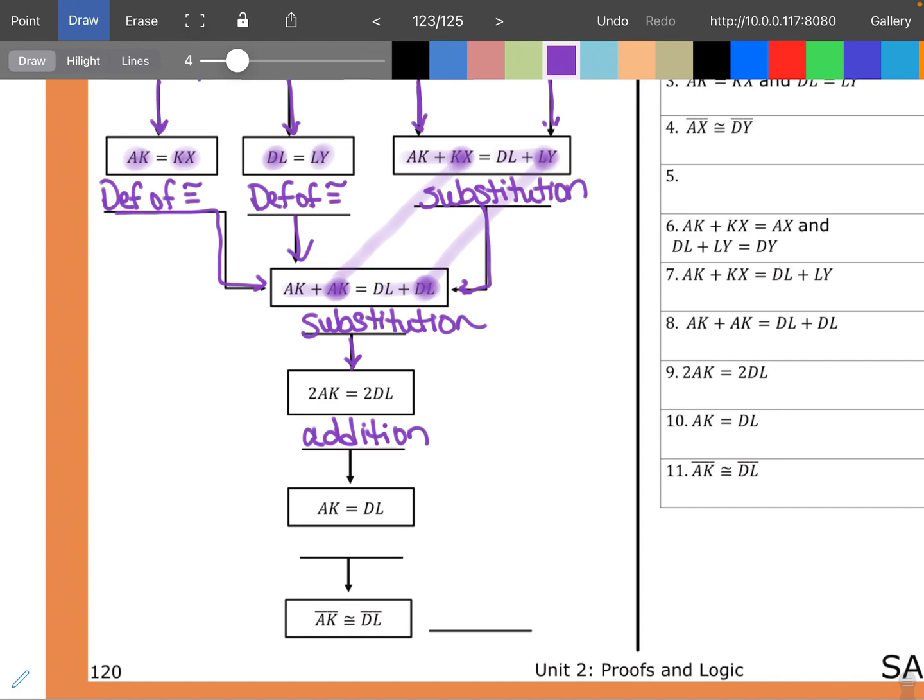Okay, now how do you go from 2AK equals 2DL to just AK equals DL? Well, you divided each side by 2. So we would just say division. That's what we did there. And then how do you go from AK equals DL to segment AK is congruent to segment DL? Well, that is the definition of congruence. If anything, I hope that you were able to really understand the definition of congruence.